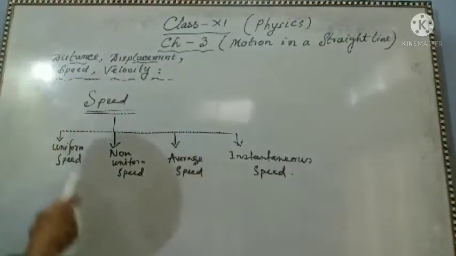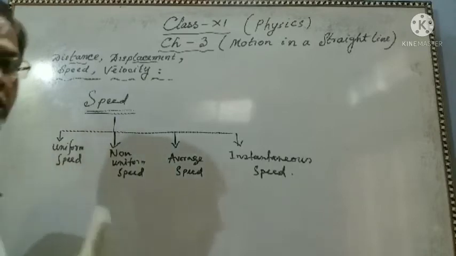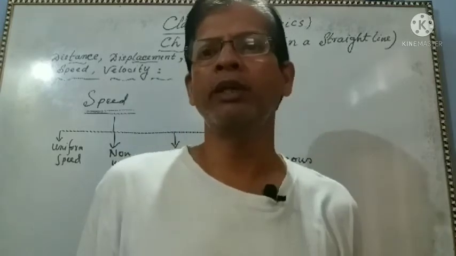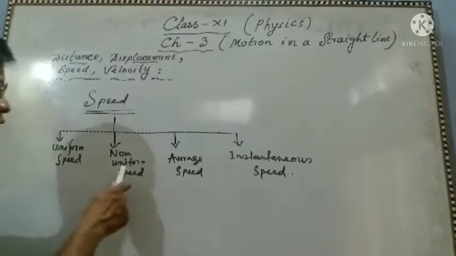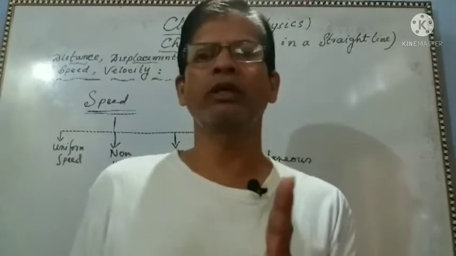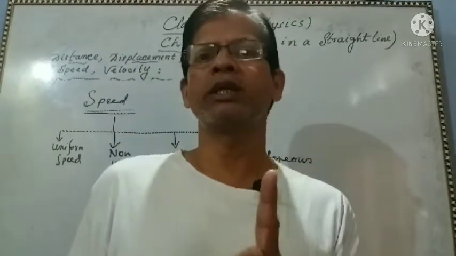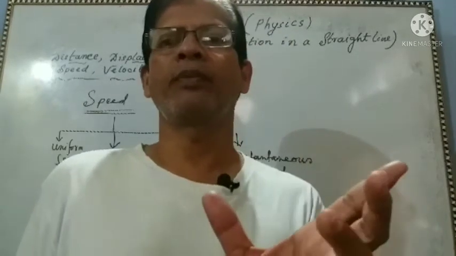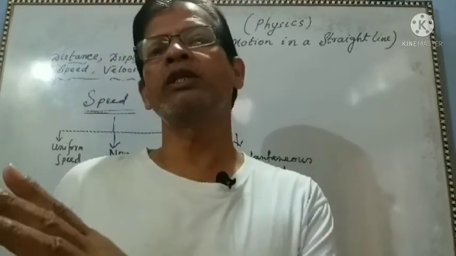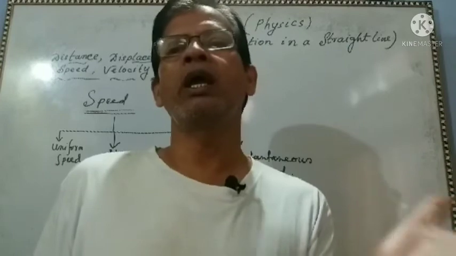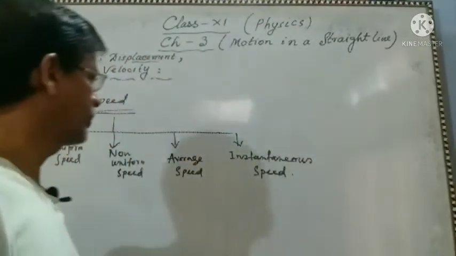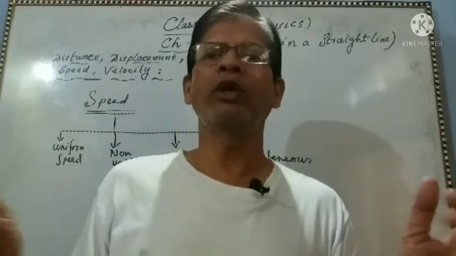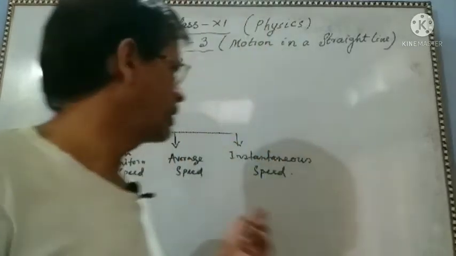Again I am repeating. Uniform speed means if an object covers equal distance in equal intervals of time. Non-uniform speed, if an object covers unequal distance in equal intervals of time, or equal distance in unequal intervals of time. Average speed is the total path covered divided by total time taken.